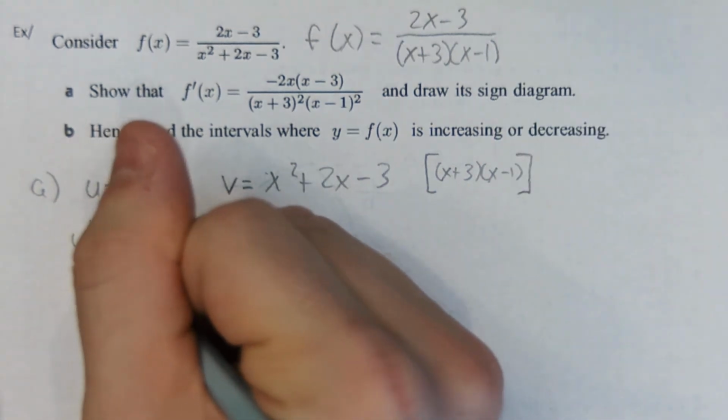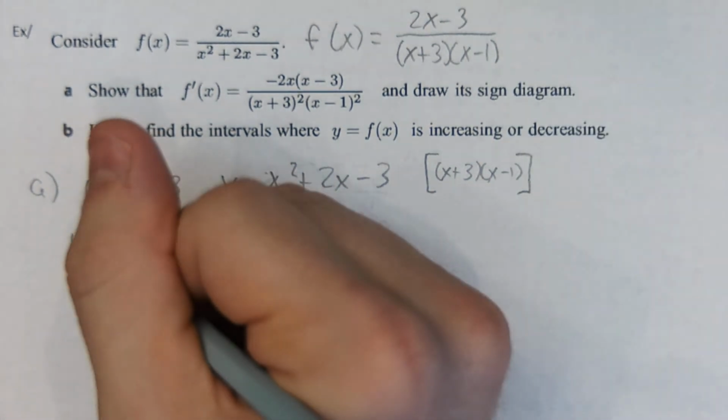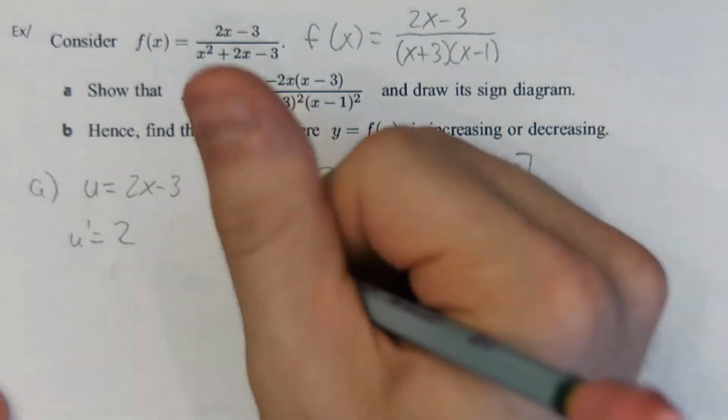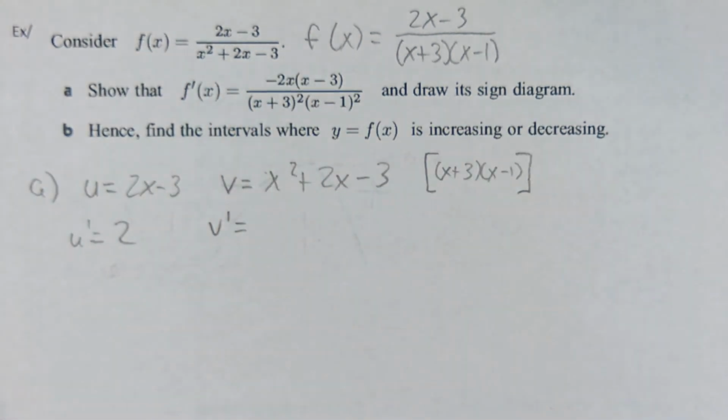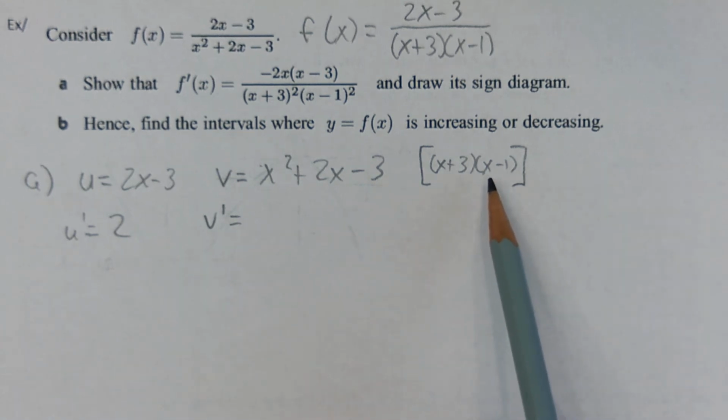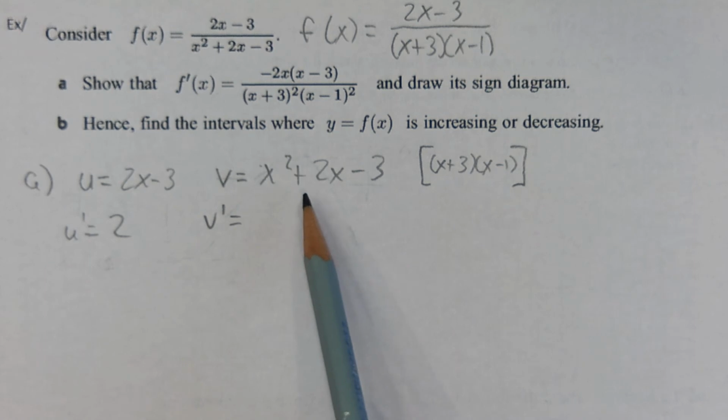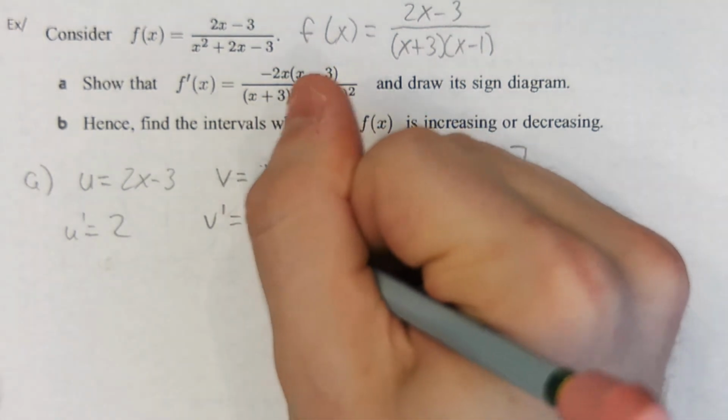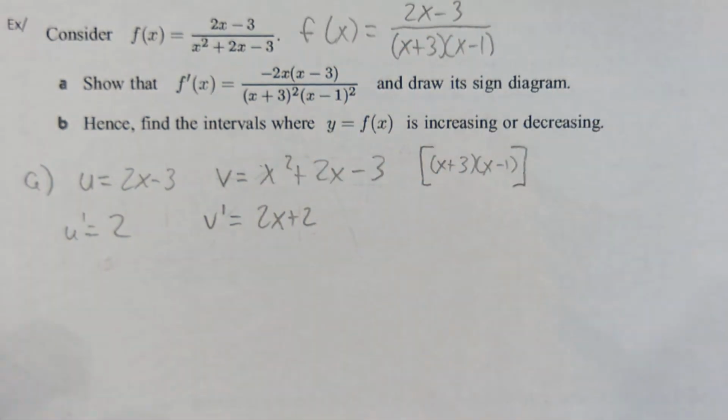U prime, well, the derivative of any linear is just the number in front of x, so it's just 2. And v prime. When I find the derivative of this denominator, I don't want to have to find the derivative when it's factored because that's going to require the product rule. Instead, I'm going to find the derivative like this because this is easier. It gives me 2x plus 2. There. Quite simple. And now we're ready to go ahead and put together our quotient rule.